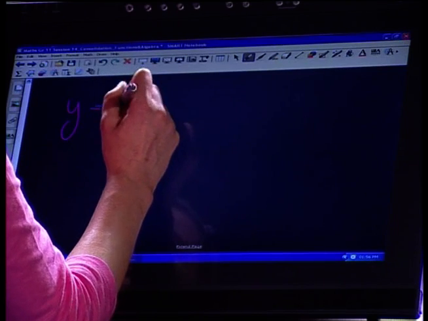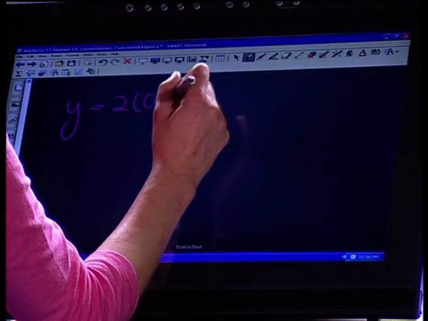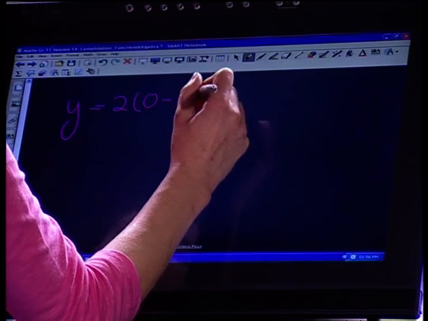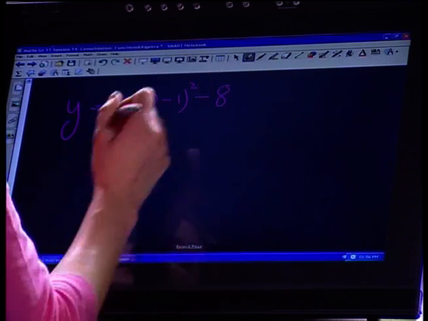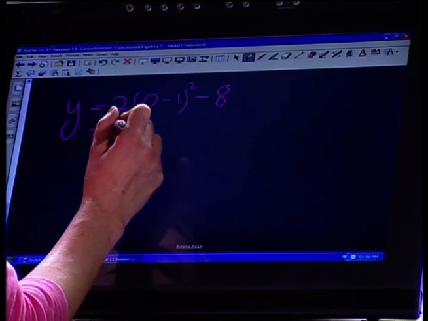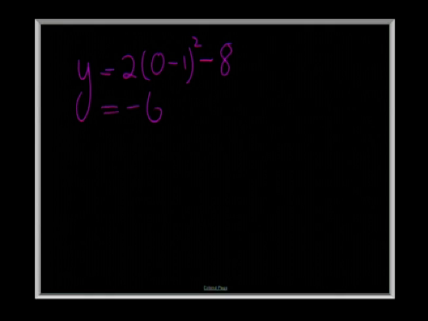Let's move on to the y-intercept then. For the y-intercept, we're going to make x equal to 0. So we're going to say y equals 2(0 minus 1) squared minus 8. And we solve this to find that y is equal to negative 6. So I am ready to sketch this graph.